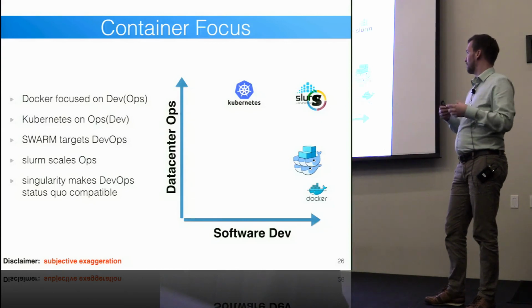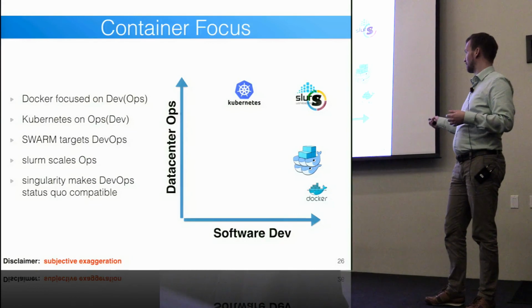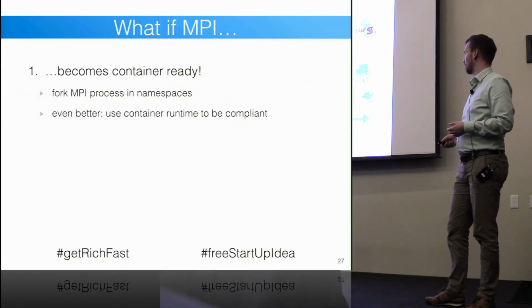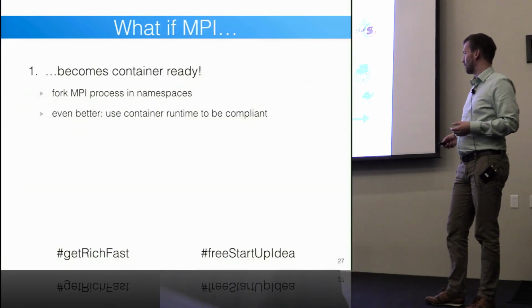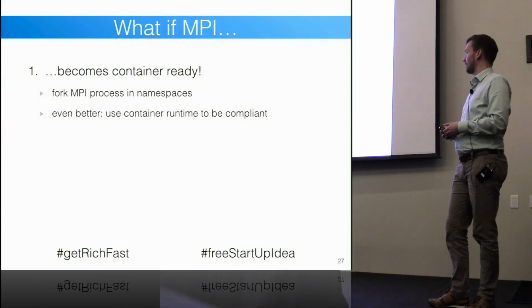And when you put them together, this seems like a good idea. It's a good idea, I think, for the time being, because the others don't care about MPI and HPC workloads yet. So this is a good fit for now. But what if MPI becomes container ready? That's one thing that would be nice.